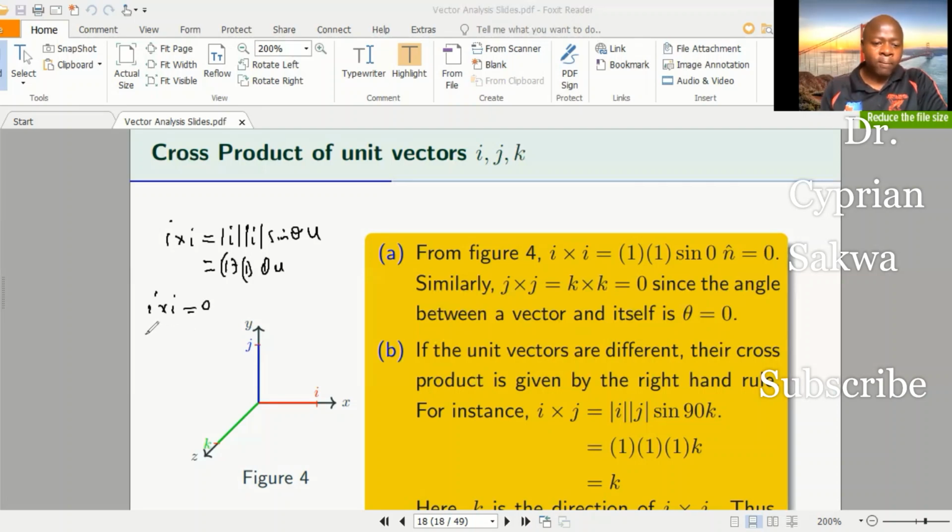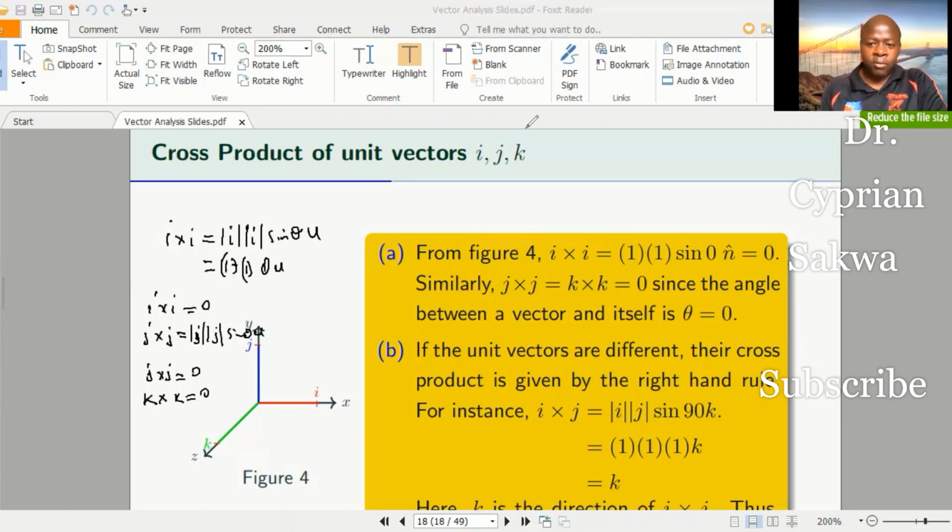Similarly, doing the same thing, j cross j, the angle between j and j is 0. So this is the magnitude of j times the magnitude of j times sine 0 times u. So sine 0 is 0. So the whole of the right-hand side again will be 0. That means j cross j will be 0. Similarly, k cross k will be 0. k cross k is also 0.